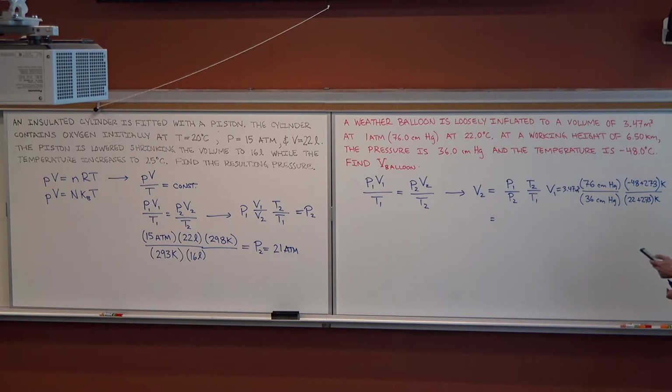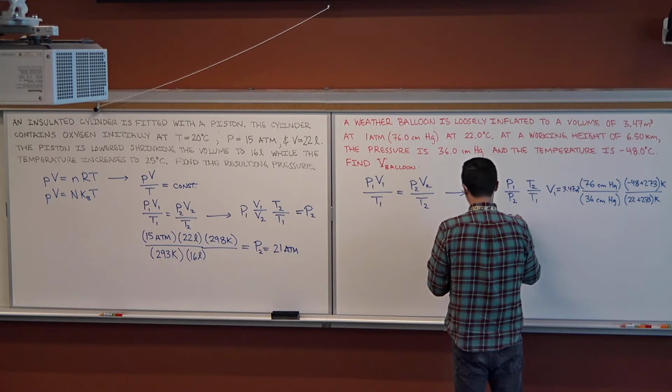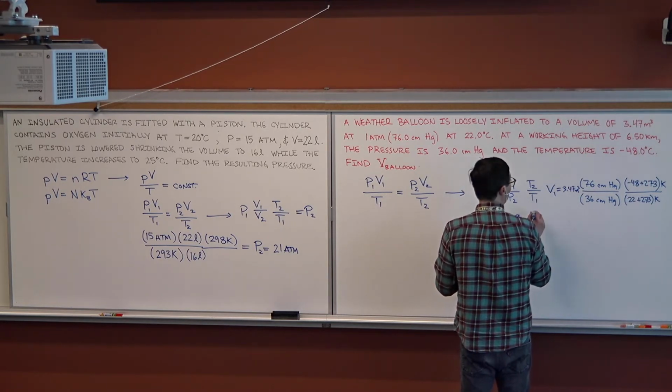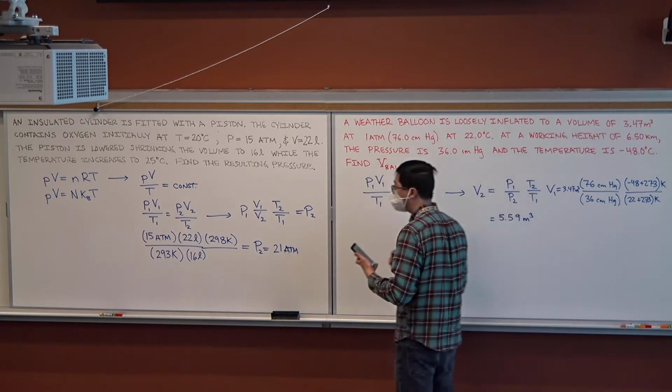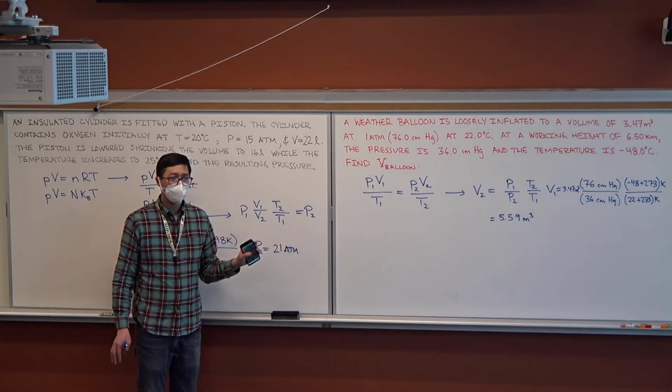So when I take this approach, I get about 5.87, I'm at around 5.59 cubic meters. Are we okay with this? Susan, is this okay?